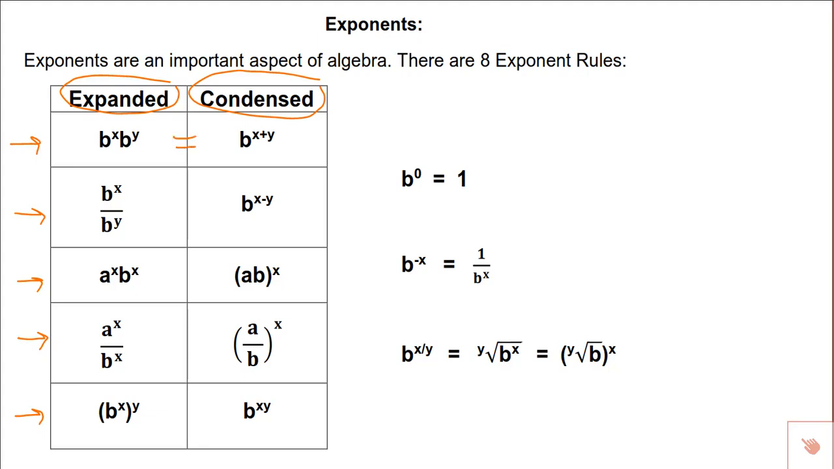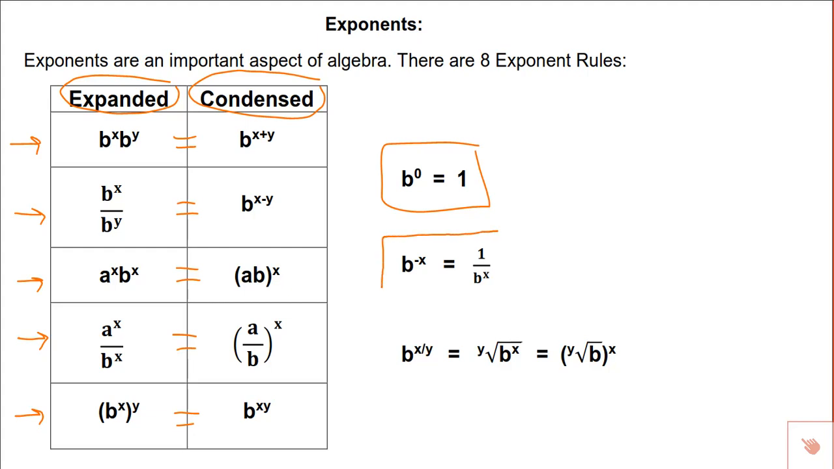In addition to these 5 equivalent expressions that are expanded or condensed, we also have 3 extra exponent rules. Anything to the 0 power is 1. It doesn't matter how simple or small or big or complex the expression is. If it's raised to the 0 power, it is equal to 1.